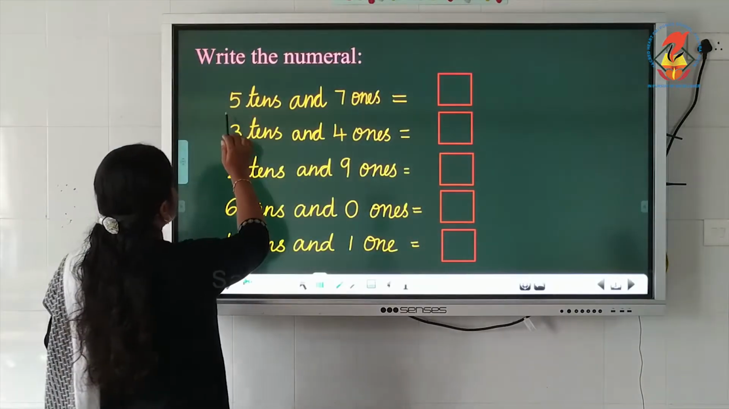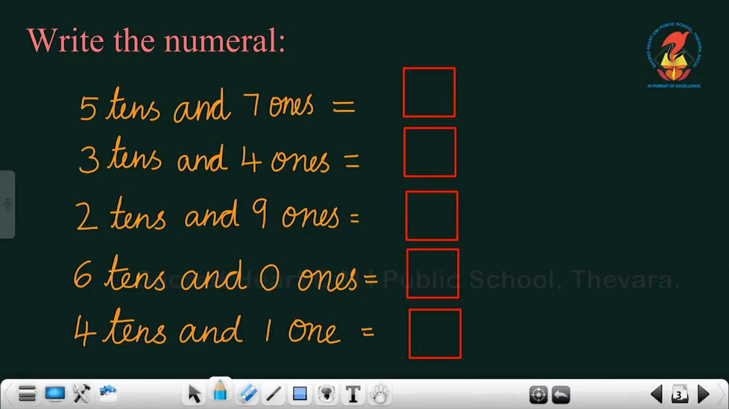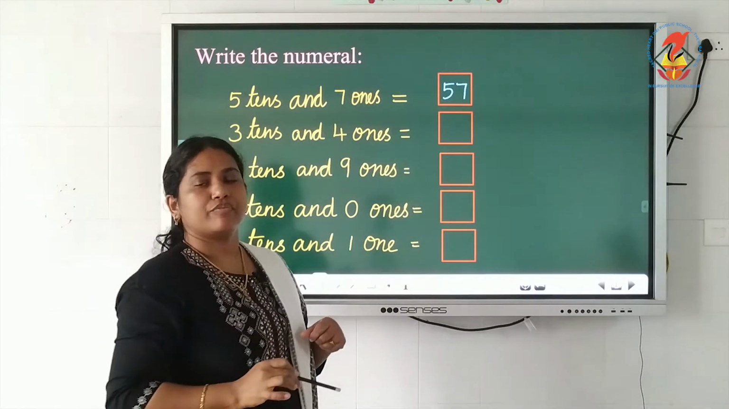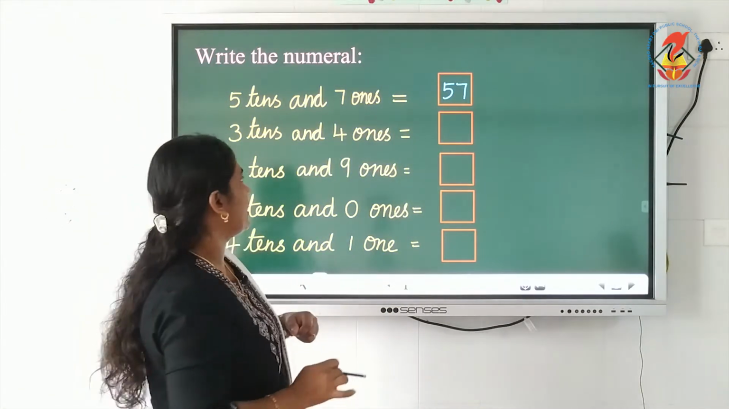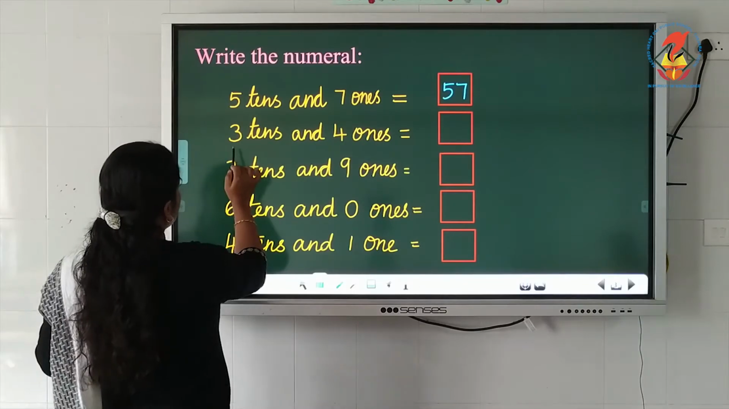Look at the first question. 5 tens and 7 ones. So what is the number? How many tens are there? 5 tens. And how many ones are there? 7 ones. So what is the number? 57.